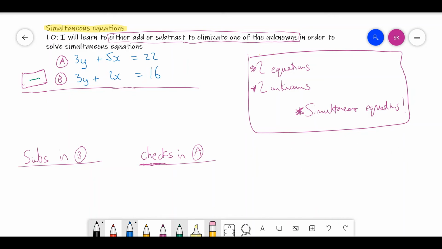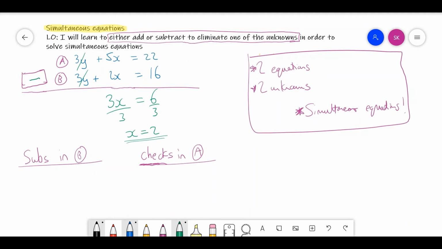So, 3y take away 3y, they're gone. That's the whole point. Positive 5x take away positive 2x is 3x. 22 take away 16 is 6. Hopefully it's clear how to solve the equation from here. So x equals 2. That's the first of my solutions.